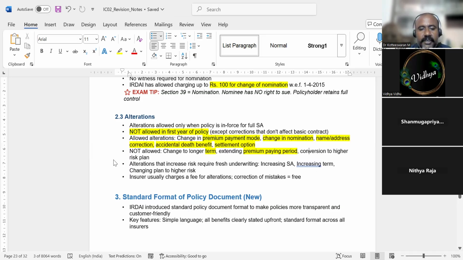So, conversion to a higher risk plan. Now you have taken a very low risk plan. You want to change it to a higher risk plan. No, you cannot change it. So these are things which are allowed and this is not allowed.